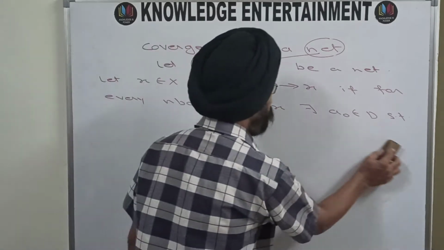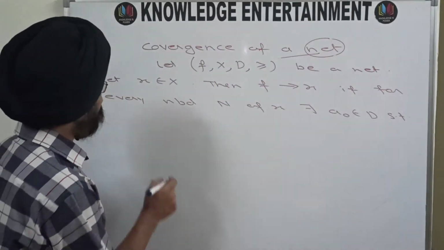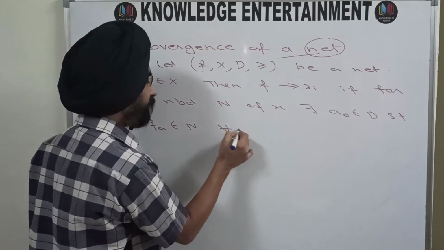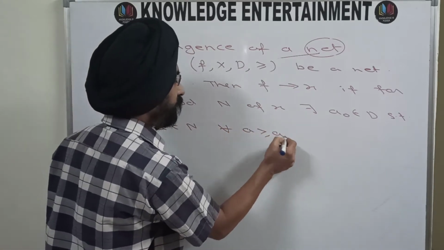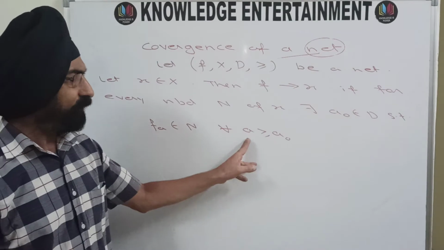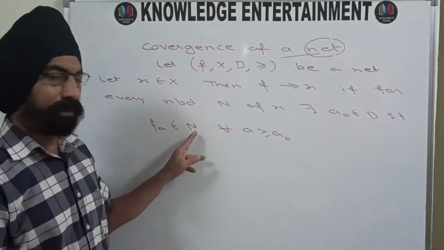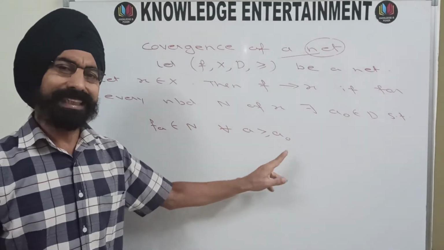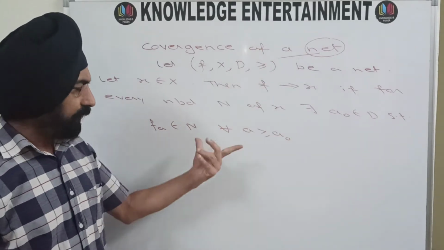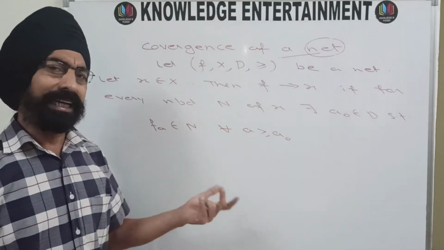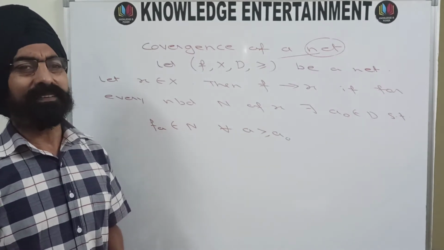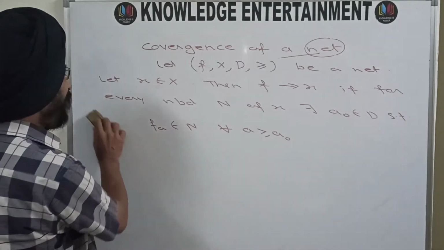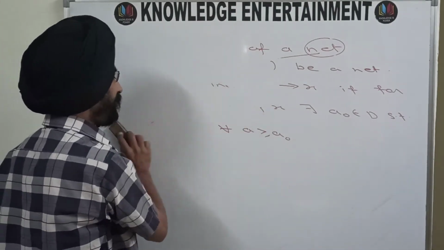The last line I can also write it as, it is correct, it is not wrong, but it can also be written like this: such that fa belongs to n for every a greater than or equal to a naught. So whenever a follows a naught, your fa must be in the neighborhood, and whatever n you take, the a naught, the stage, may change, but the situation will be there, and then we say that the net f converges to the point x.